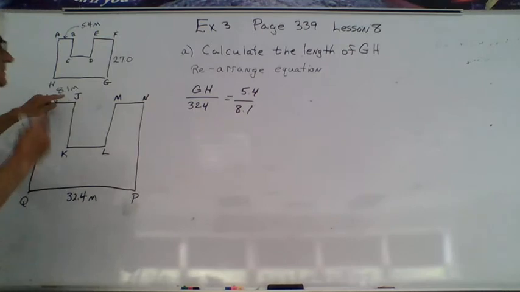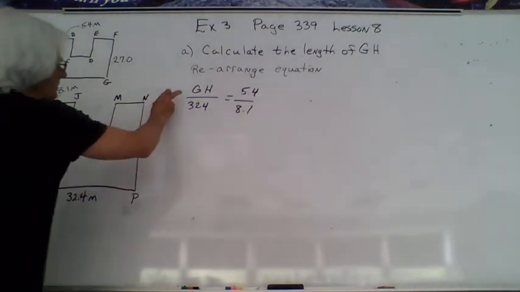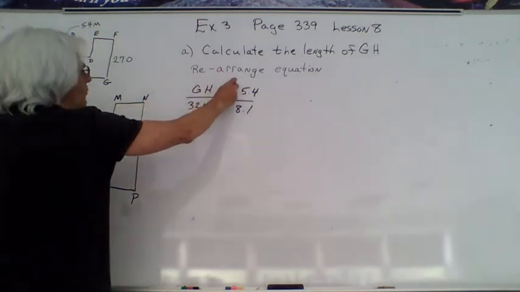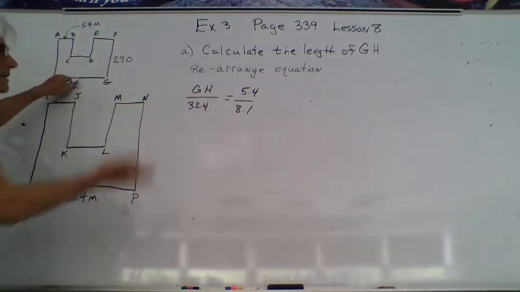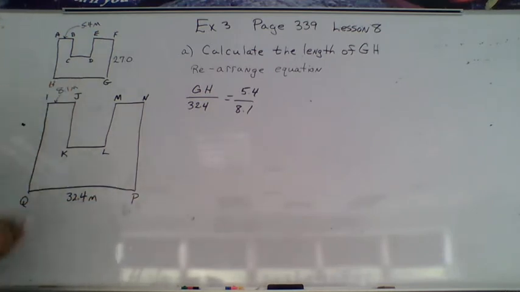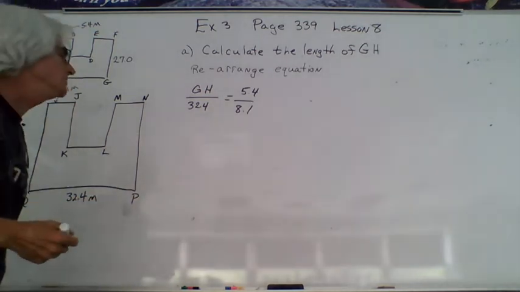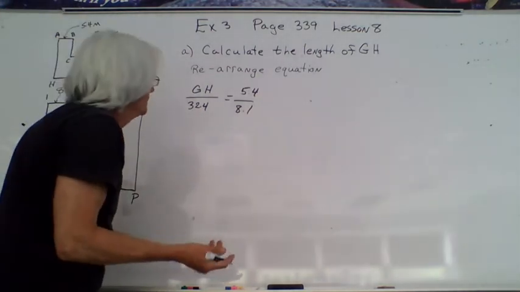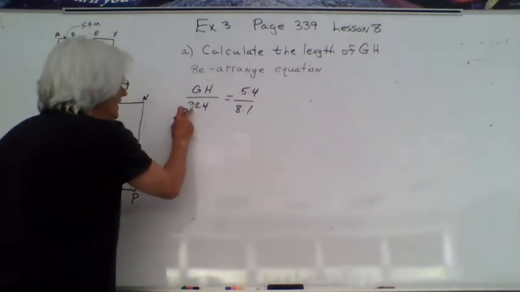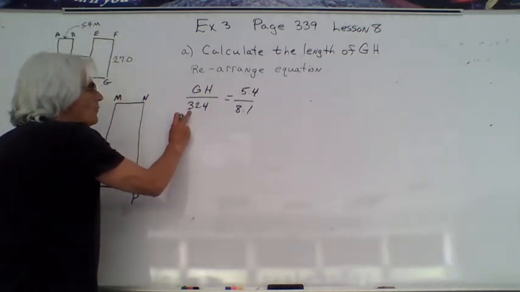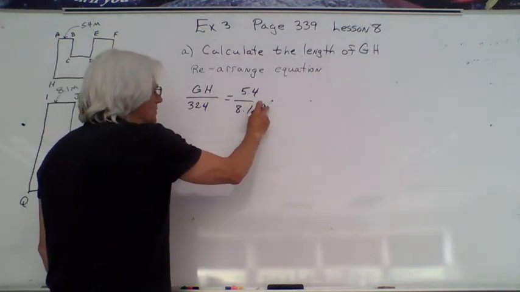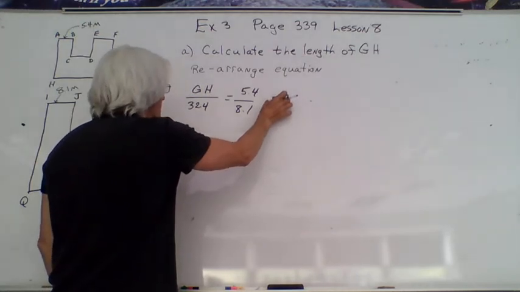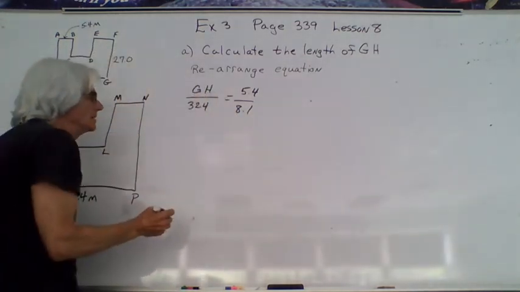The important thing is that the GH off of this drawing and the 5.4 both have to be on the top. You can't mix those up. So now I'm going to do that by rearranging an equation. Well, we know from all the equations that we did and the inequalities and everything else, if I want to take this, divide by 32.4, move it to the other side of my equal sign, if it's a division here, it's going to be a multiplication as it crosses over here. And I'm going to do that because that isolates GH by itself.